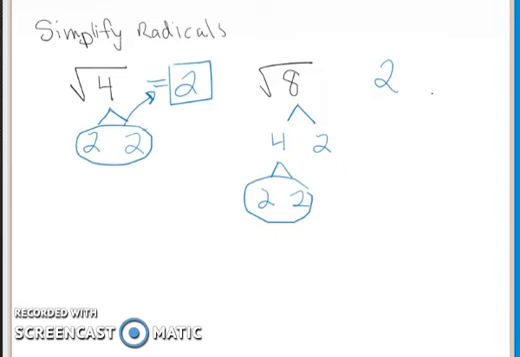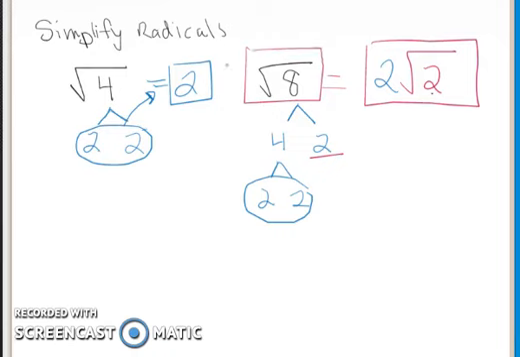But notice this 2 is left alone. He has no one to partner up with, so he does not get to leave the radical. He has to stay behind. So we are able to pull a 2 out because we circled it, but I'm left with some baggage, and that baggage is this 2. 2 rad 2 is the same thing as rad 8, except it has been simplified.